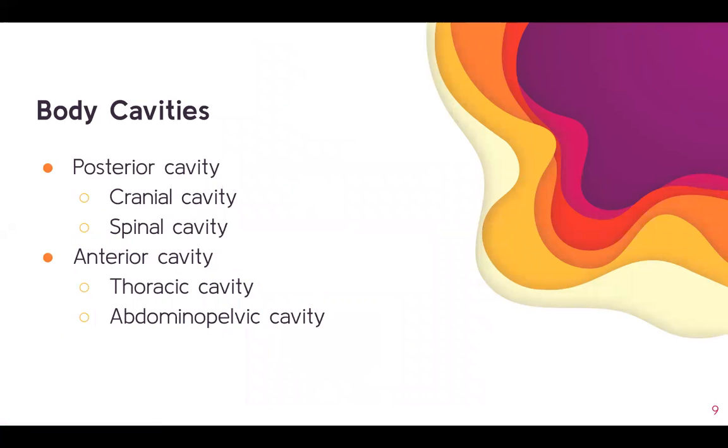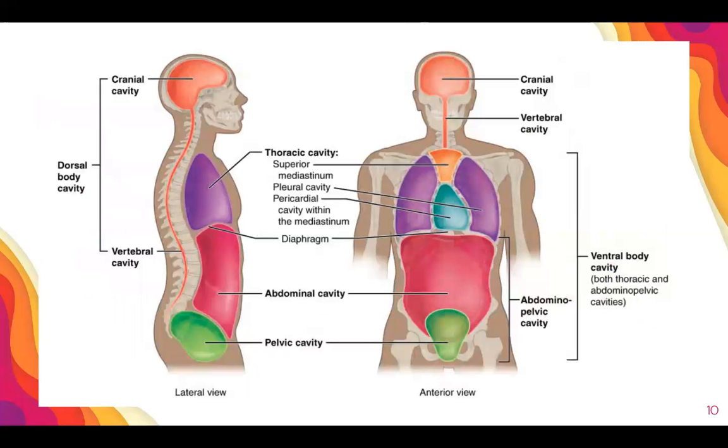The body also has body cavities, which are just sections of the body that contain organs. The anterior cavity is huge, so it gets subdivided into the thoracic and abdominopelvic cavities. The posterior cavity gets subdivided into the cranial and spinal cavities. Here you can see the cavities better, and they even go more into depth.